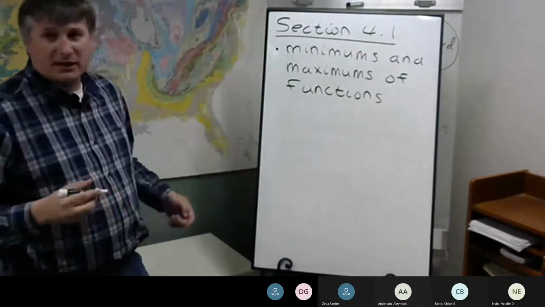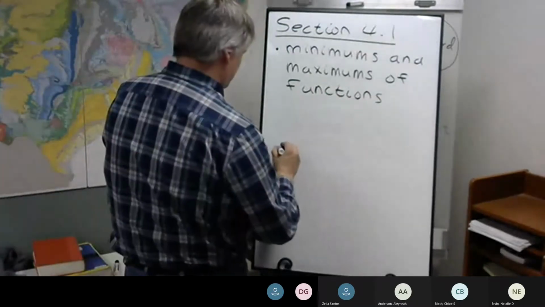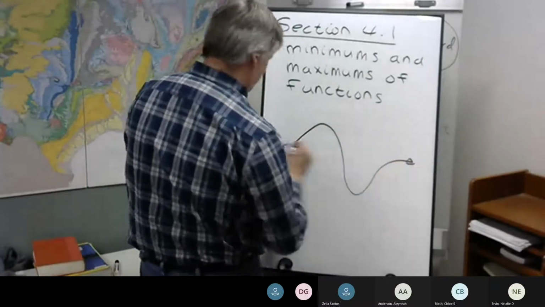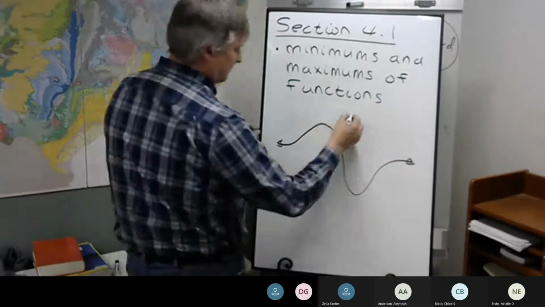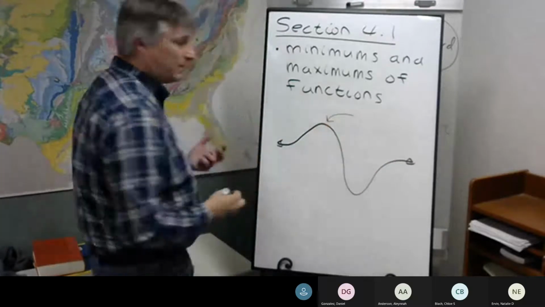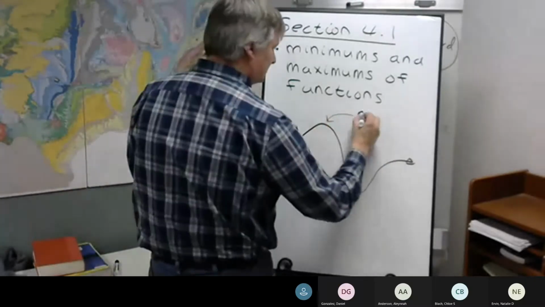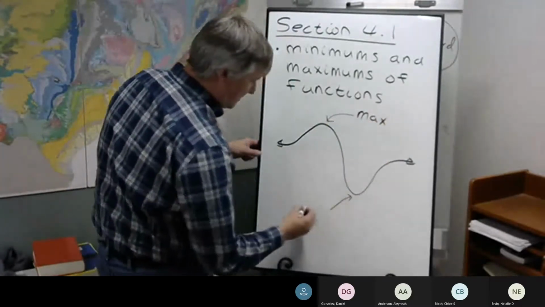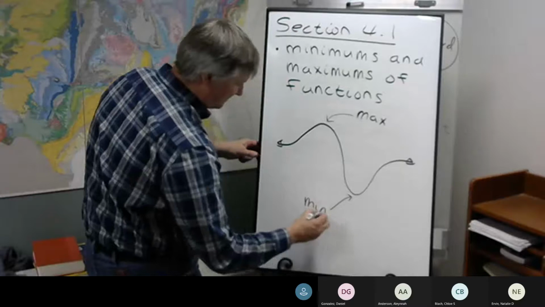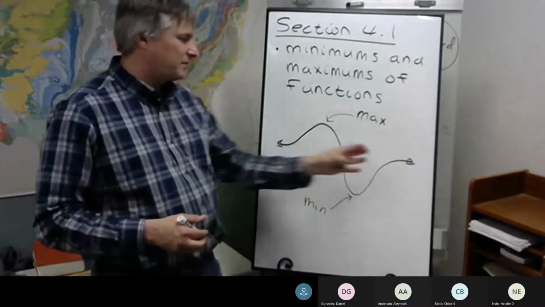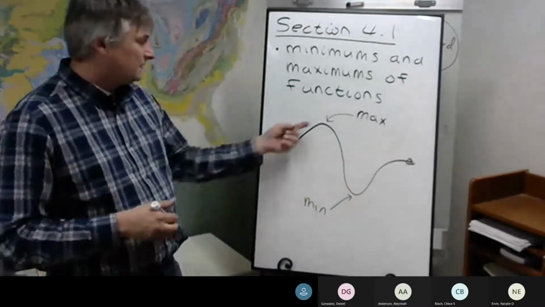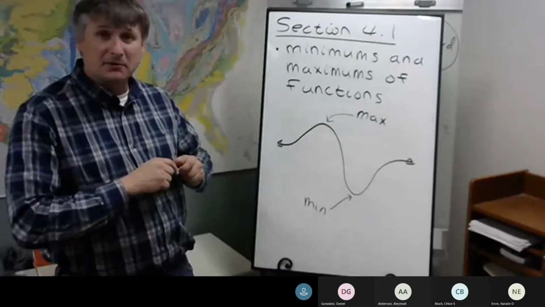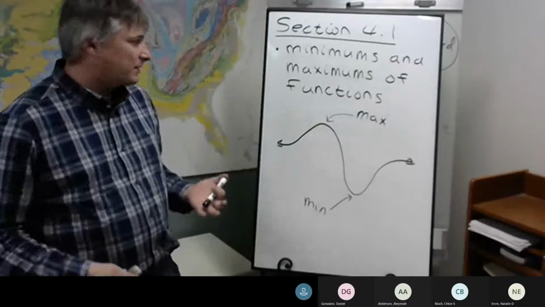So if we have, say, a function doing something like this, we might call this a maximum. And this would be a minimum. Basically, for this section of the function, the highest value of this function, and the smallest or lowest value of this function. So that's what we're going to be looking for.